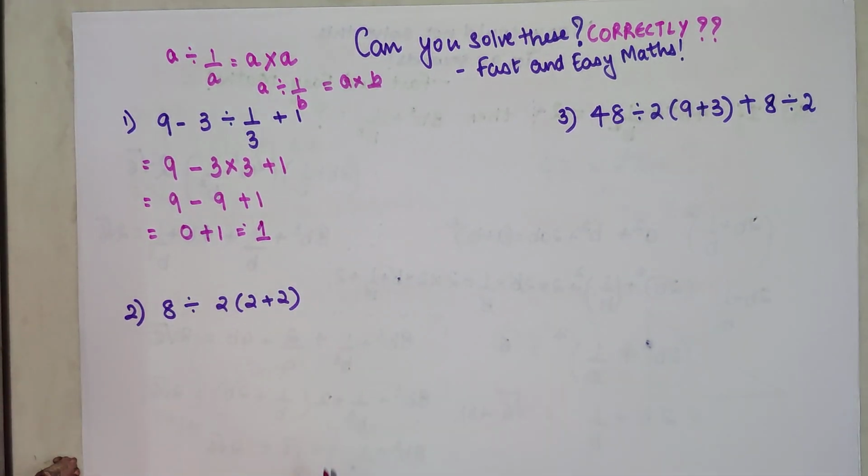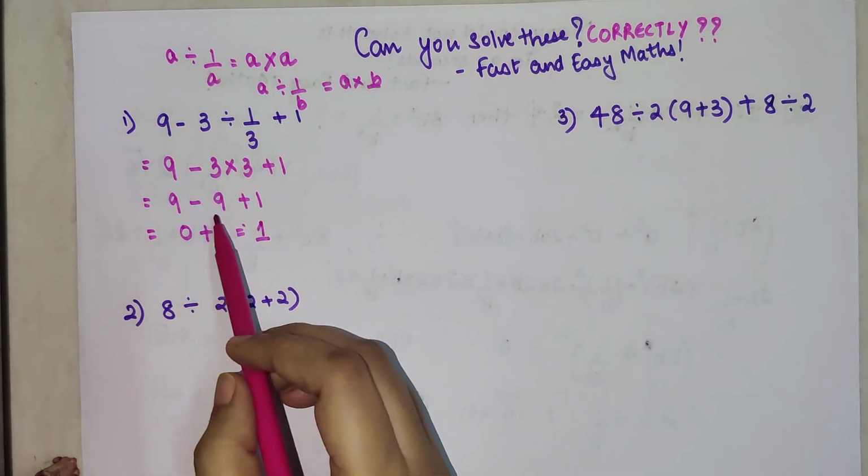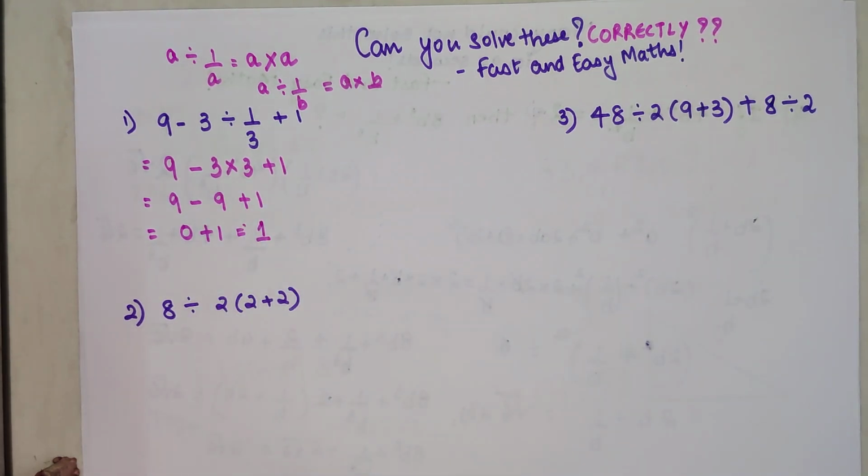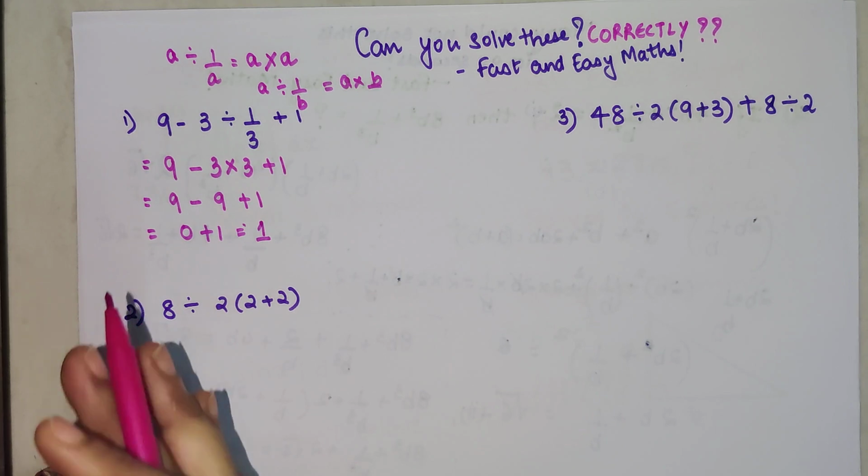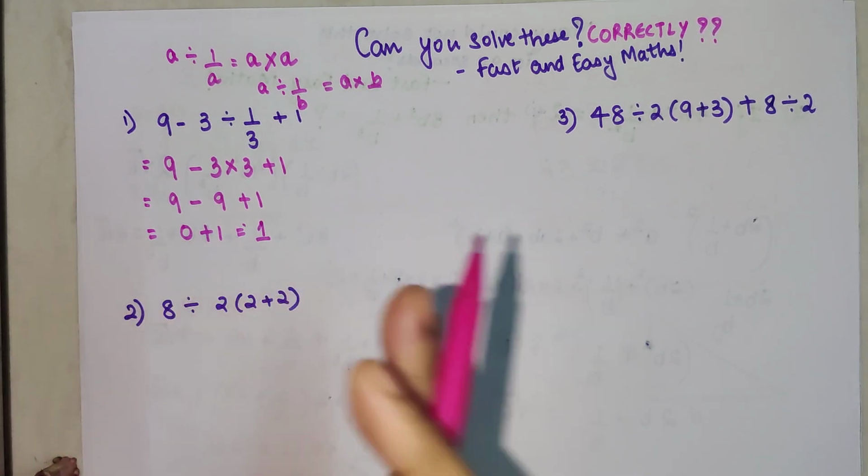I'm sure you must be wondering why I did that. Even if I could have done this another way, I would still get my answer as 1 only. This is a very simple example, but there are a few examples where you might end up making a mistake. That is why I'm saying that you always stick to your order, which starts from your left and goes towards your right.